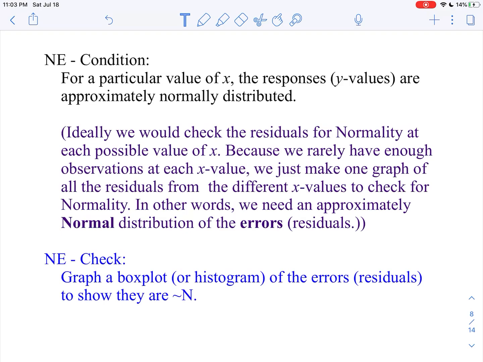Ideally, we would check the residuals for normality at each possible value of x, but because we rarely have enough observations at each x value, we just make one graph of all the residuals from the different x values to check for normality. In other words, here's where my NE comes from. We need an approximately normal distribution of the errors, the residuals. So that's why I'm using that NE, because it spells SLINE nicely, but that NE is for normality of the errors. So our check is we're going to make a box plot or a histogram of the errors, the residuals, and show that that's approximately normal. So this is not a residual plot. We have to calculate the residuals in our calculator, but then we graph them as just a good old box plot or a histogram.